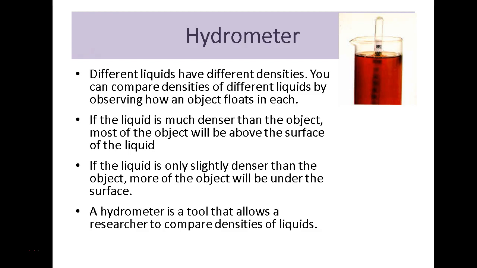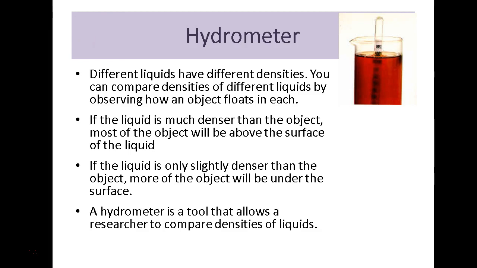So if a liquid is much denser than the object, most of the object will be above the surface of the liquid. For example, if you take a cork and you put it in water, most of the cork will be above the water. Therefore, it's less dense. If you take an object that is more dense than a liquid, it's going to sink.